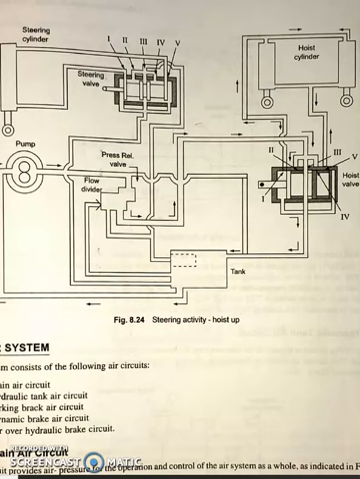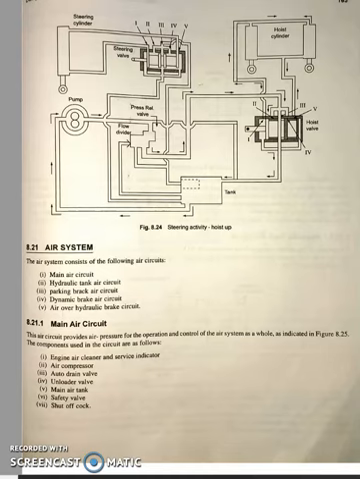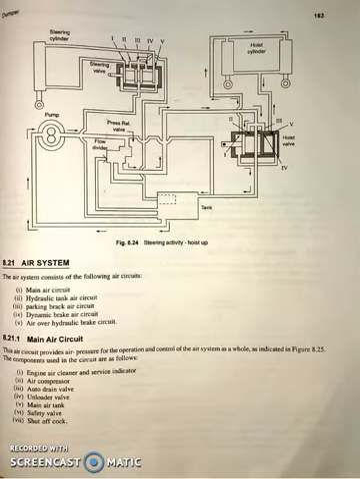So after this, now we'll go through the air system. This air system consists of the following air circuits: main air circuit, hydraulic tank air circuit, parking brake air circuit, dynamic brake air circuit, and at number 5, air over hydraulic brake circuit.